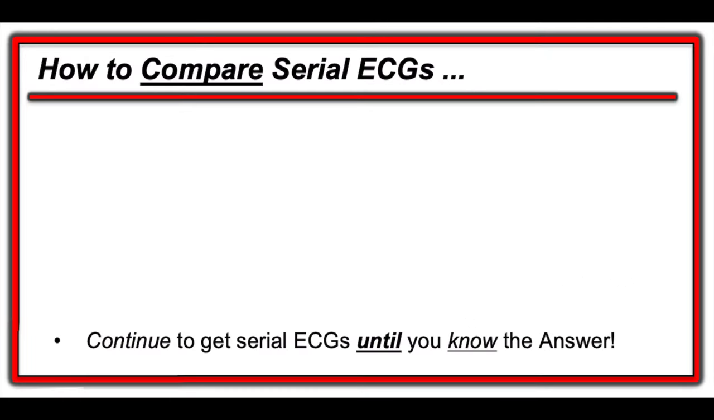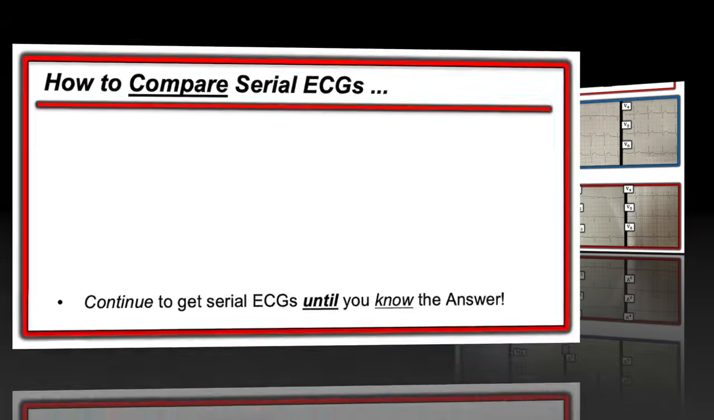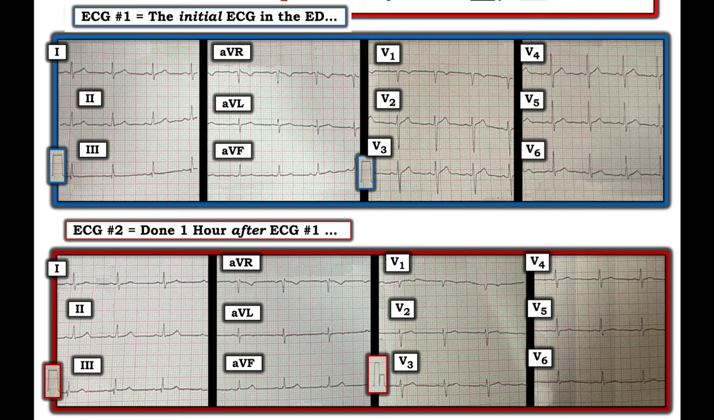Until you know for sure what's going on, keep repeating ECGs. How long did the providers wait until they got their second ECG? They waited an hour. If you have an actively evolving myocardial infarction, how long might it take until you begin to evolve changes? Now, it might take an hour, and it might take a lot less than this. I've seen within 10 minutes or less dramatic changes, particularly if the patient's symptoms are getting better or worse.